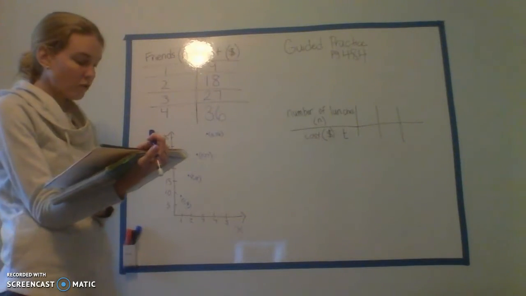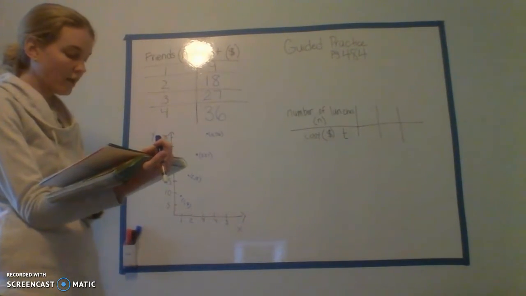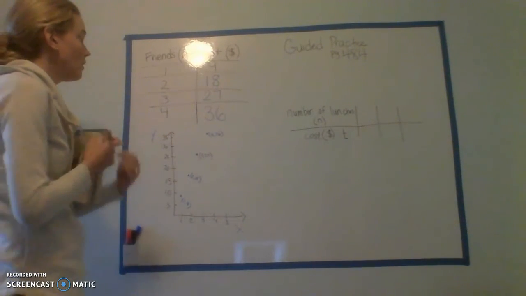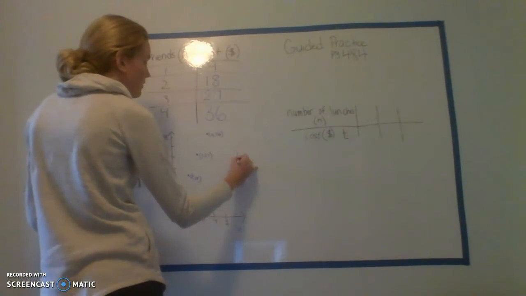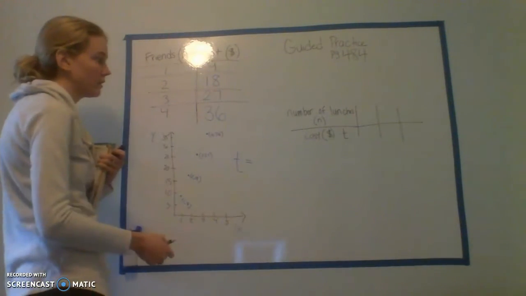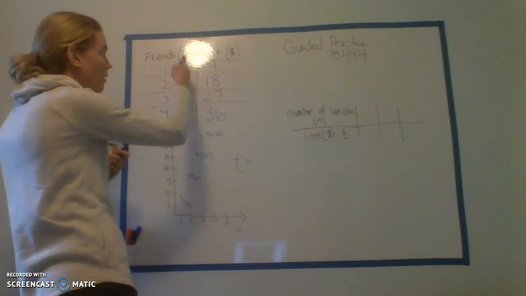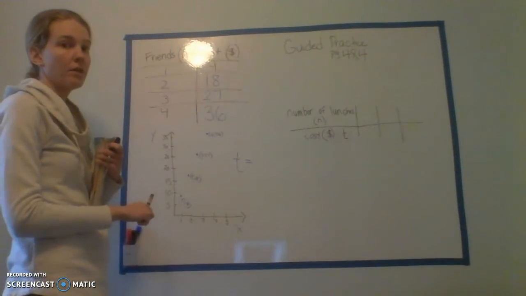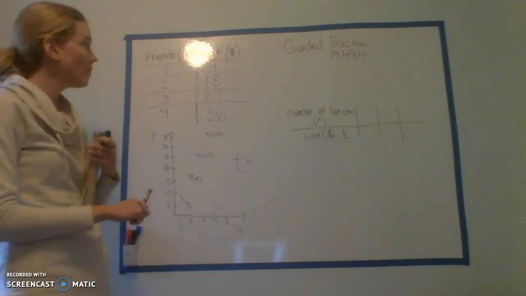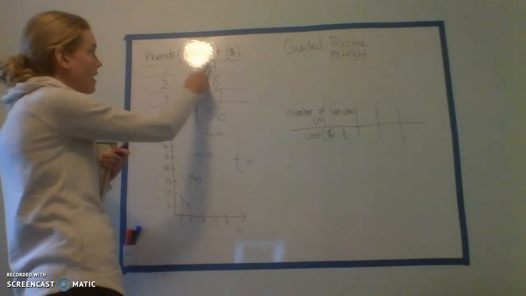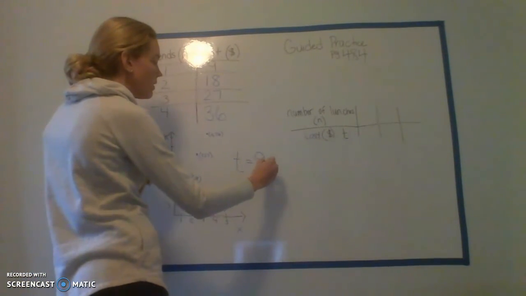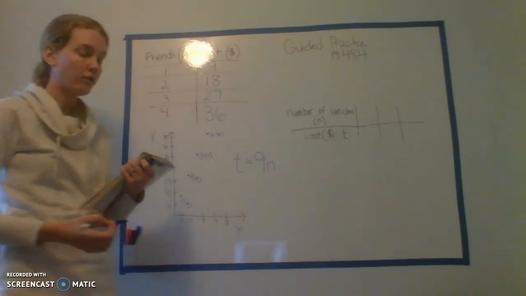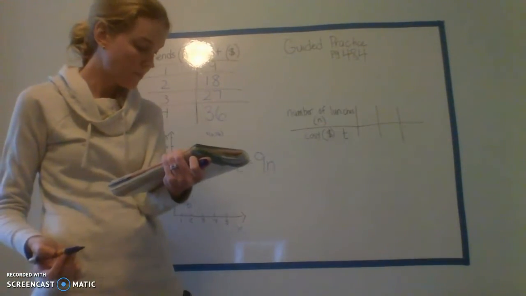Number 3 says to write an equation to find the cost of n tickets. So if we want to know the cost of n tickets, our equation is going to start off with t equals. T is for tickets. We know that we're working with the letter n because they gave that to us. That's the variable they gave us. And we know that it's 9 times n. So your equation is going to be t equals 9n. That's the answer to question number 3.